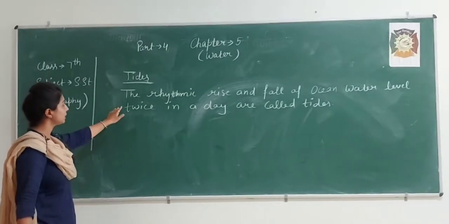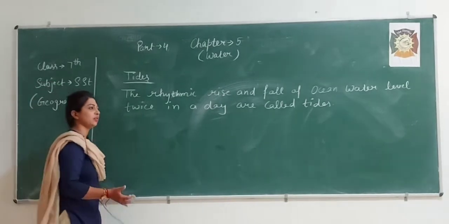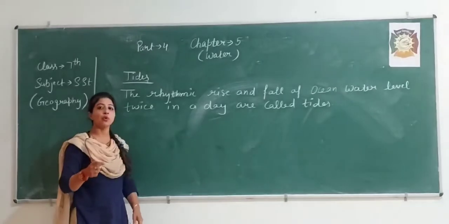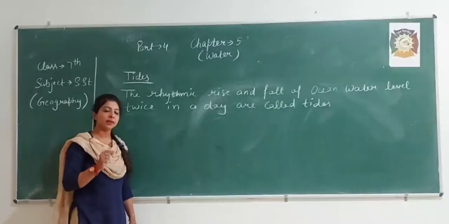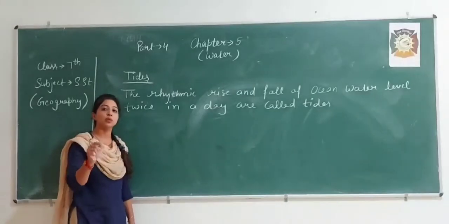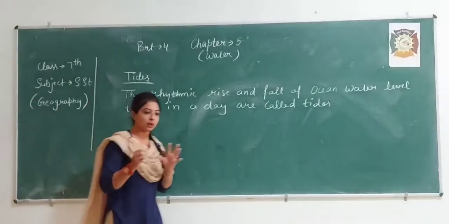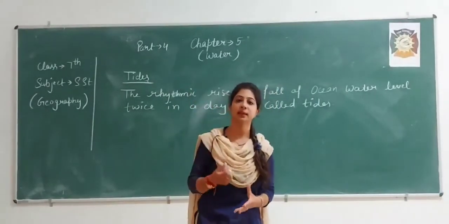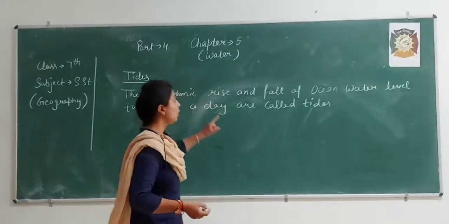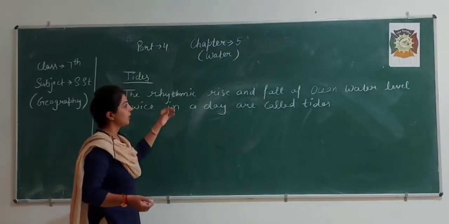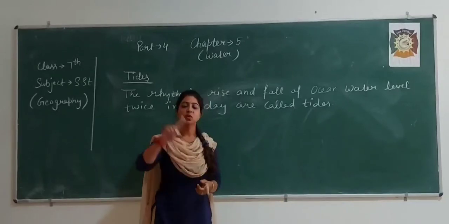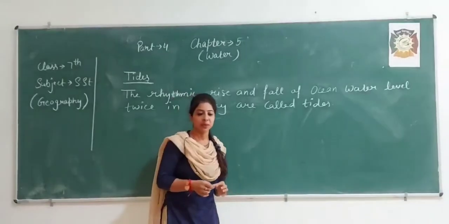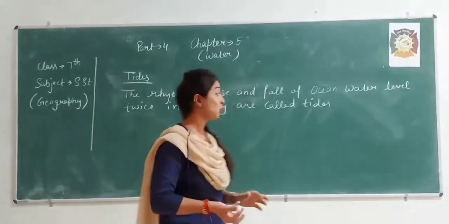In the last lecture we understood about the waves. Now we are understanding the tides. So what is the difference between waves and tides? In the waves we understood the rise and fall of water, and in the tide we are understanding the rise and fall in water level. If you understand the difference, then it will be very easy for you to understand the concept of waves and tides. So I'm repeating. Rise and fall of water is called waves. Rise and fall of water level is called tides.